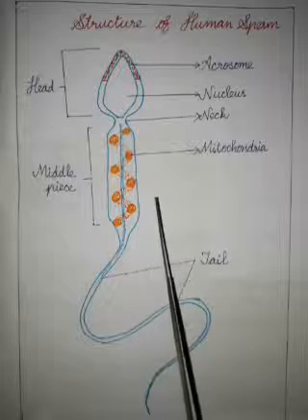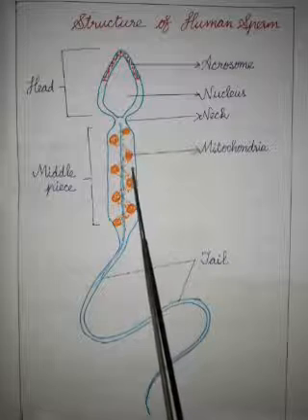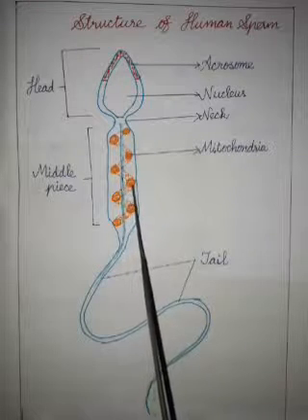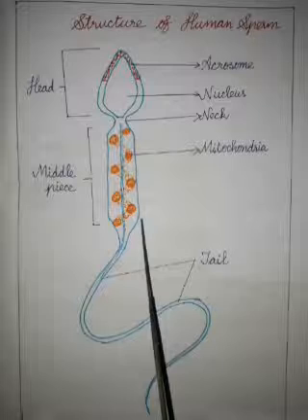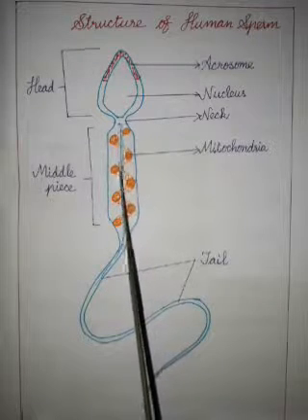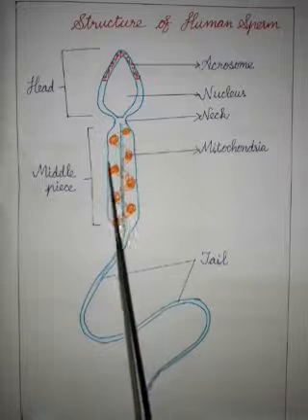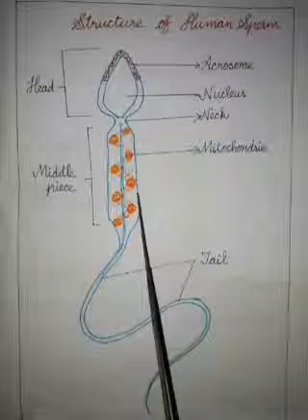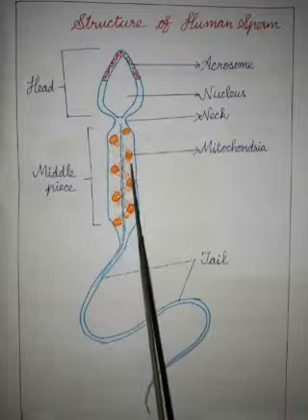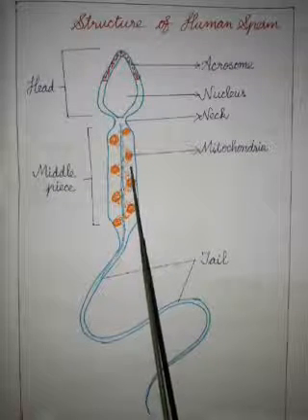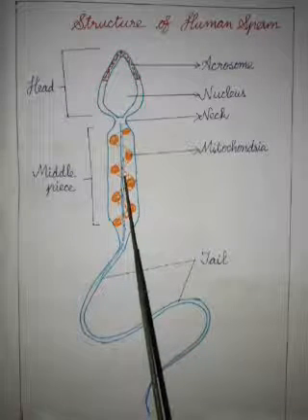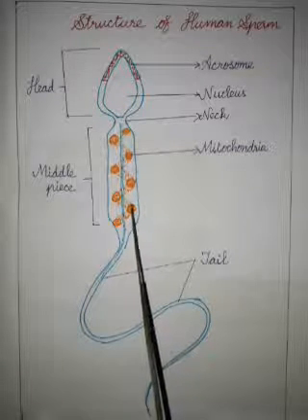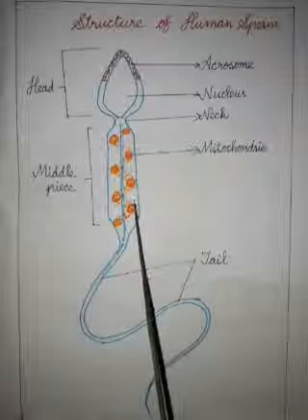So coming to the middle piece. The middle piece possesses mitochondria, spirally arranged. So the mitochondria are spirally twisted around the axial filament, which is in the center. We call it the mitochondrial spiral or the Nebenkern. This produces the energy in the form of ATP for the movement of the sperm. We studied that the human sperm is motile, and the mitochondria produce the energy needed for it as ATP.